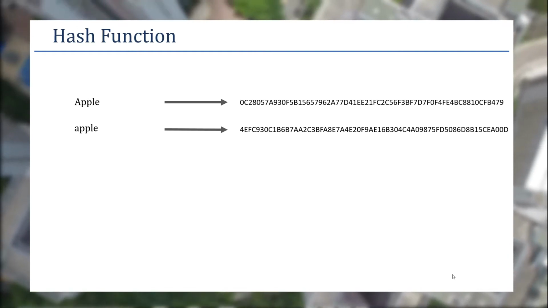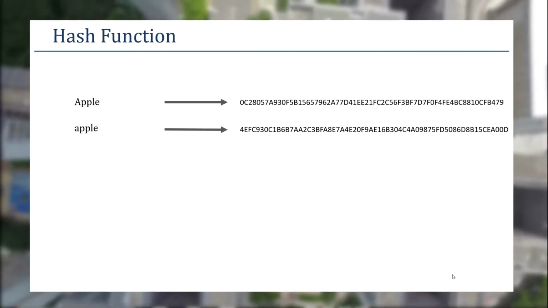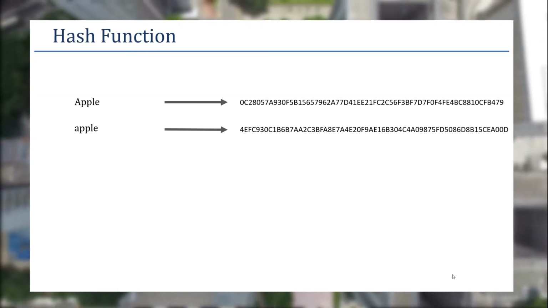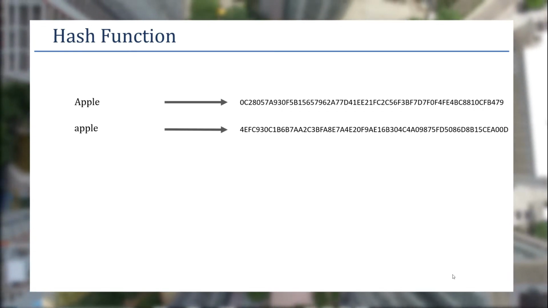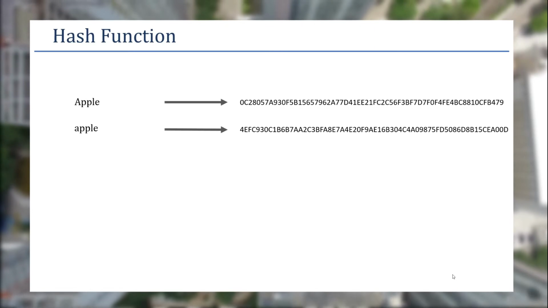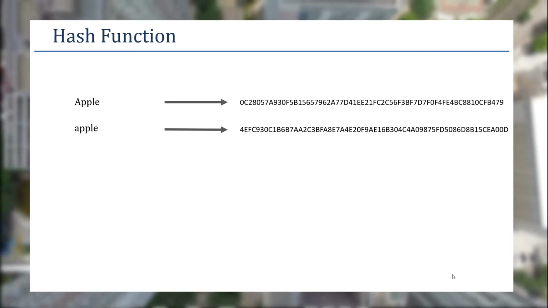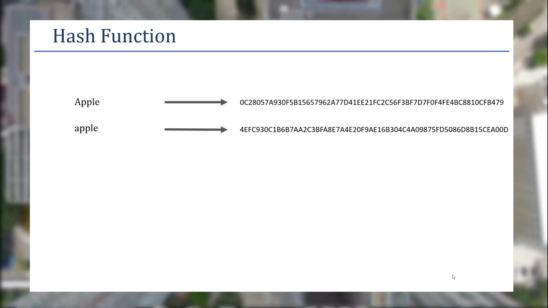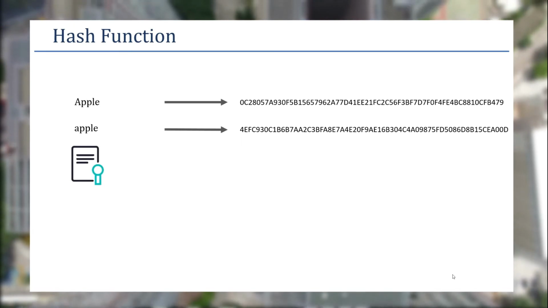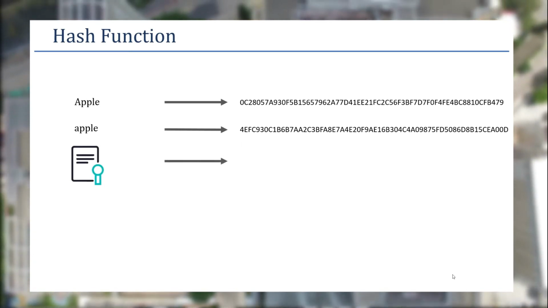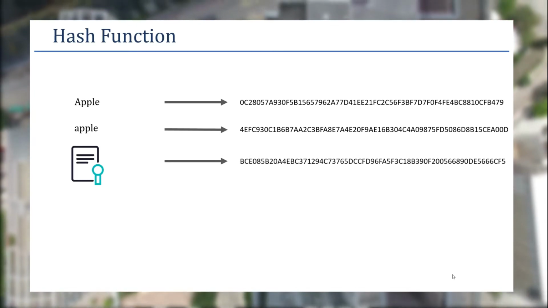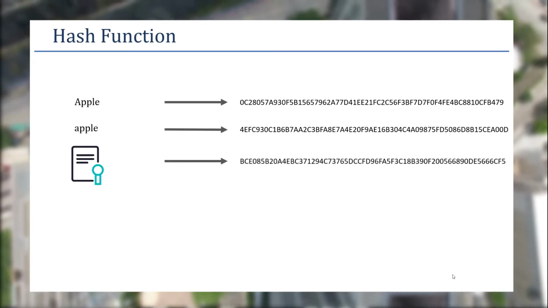When there's a small space, or even a character change, or even a small full stop, the value changes totally. And it's not only about strings. You can hash any type of document, image, or music file into a hash value, and if you're using SHA-256, it will create a 64-character string containing characters and numbers.